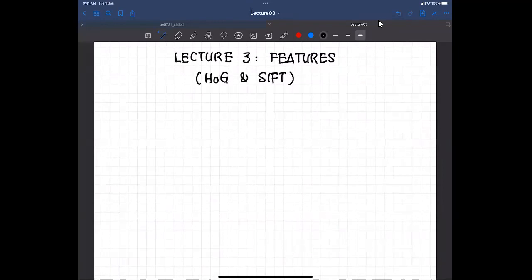Okay, so this is lecture 3, and today we will focus on image features. Especially we will discuss two techniques called HOG and SIFT. So previously we discussed the Viola-Jones algorithm, right? Face detection using the Viola-Jones algorithm.